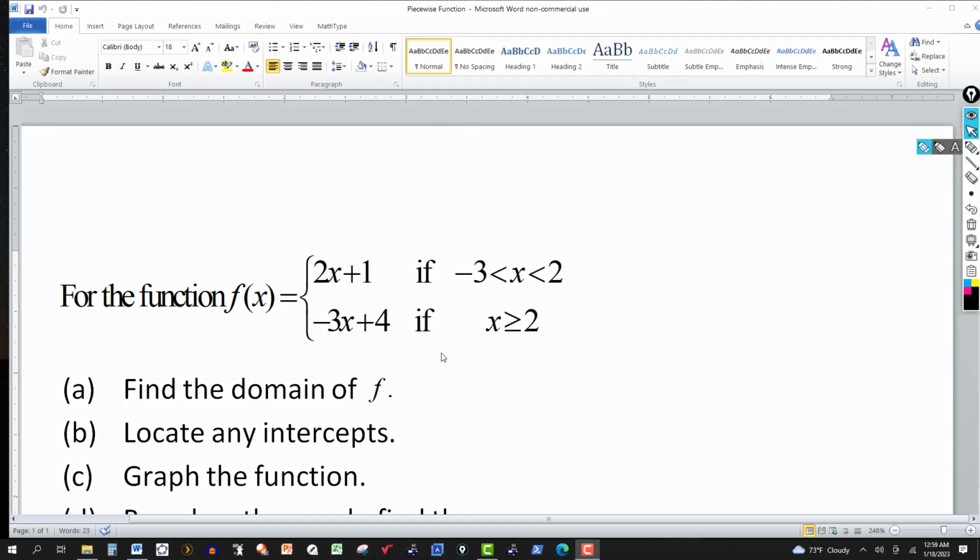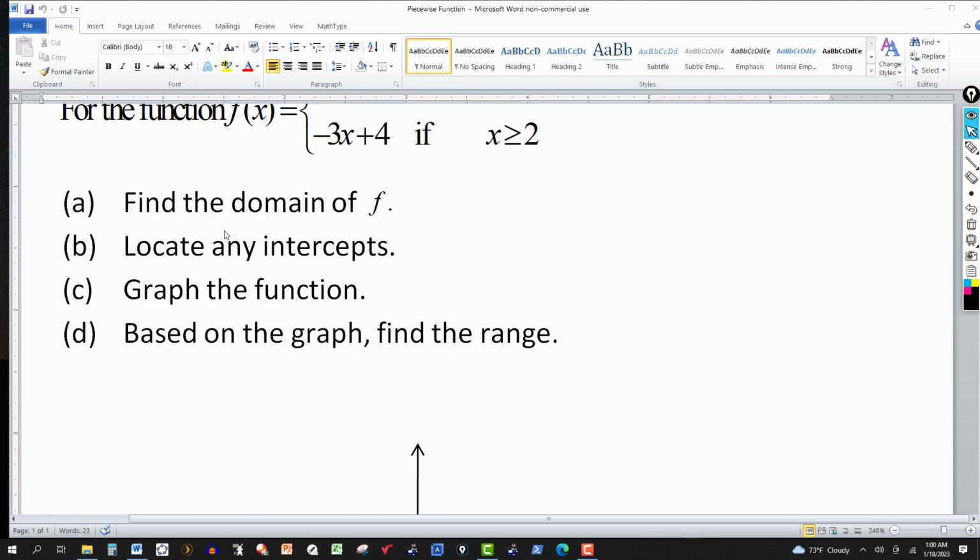So when we graph these, we simply take a section of the graph. For example, the first one's a line, so we want the part of the graph for y equals 2x plus 1 that's contained between negative 3 and 2. And for the second part, we take the graph of y equals negative 3x plus 4 that's to the right of 2. In other words, this one is defined over the interval x greater than or equal to 2, and this one is defined over the interval from negative 3 to 2, x greater than negative 3 but less than 2.